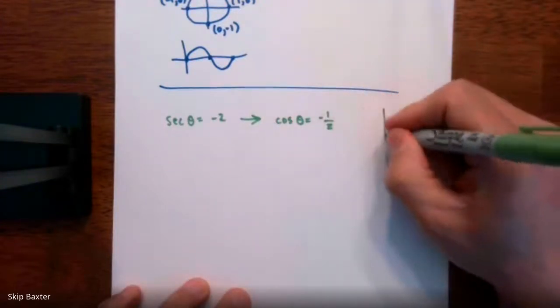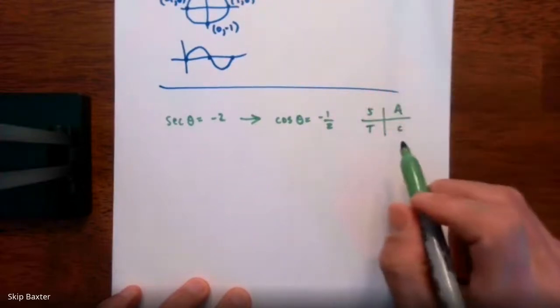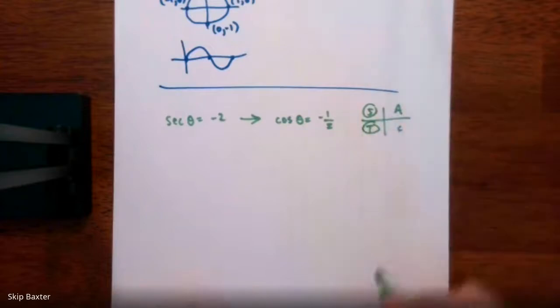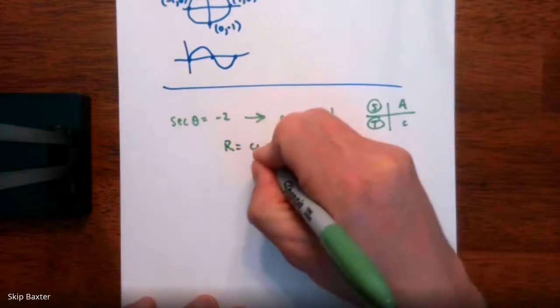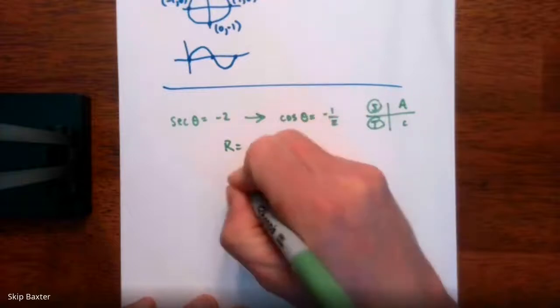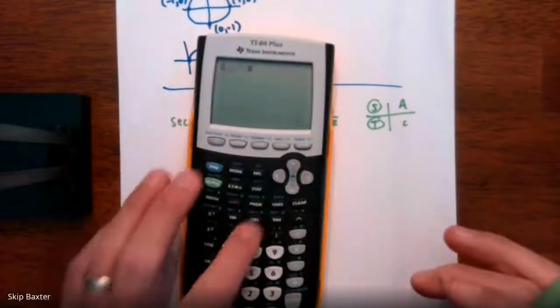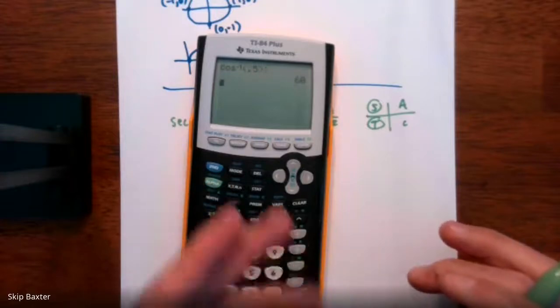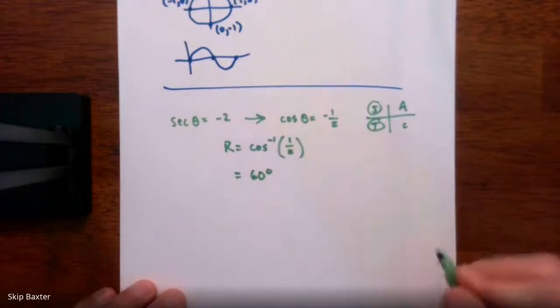So in this case, it would be all students take calculus. If cosine is negative, it has to be one of those 2 quadrants, right? So to find the reference angle, I'm going to find the angle whose cosine is +1/2, which happens to be a nice angle. If I take the angle whose cosine is 0.5, it ends up being 60 degrees. So this is the reference angle, 60 degrees.